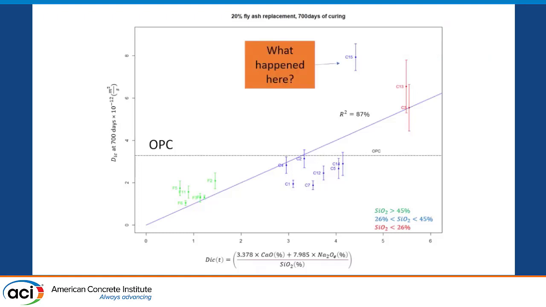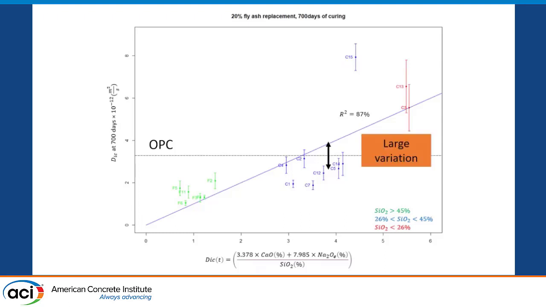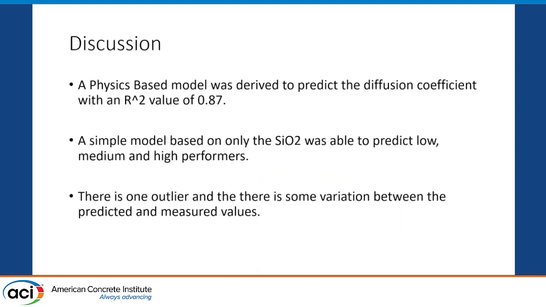Look at that. What happened? It didn't fit the model. It's not perfect. What's going on there? The variation is a little bit larger than we wanted it to be. But that's okay. We keep going. This physics-based model was derived to predict the diffusion coefficient with an R squared value of 0.87. That's pretty good. The simple model based only on reactive silica, SiO2, was able to predict low, medium, and high performance really simply. And there's one outlier, and there's some variation.